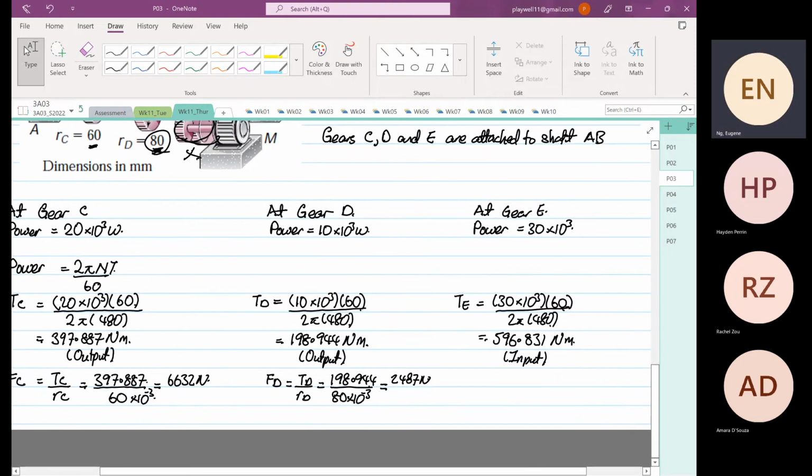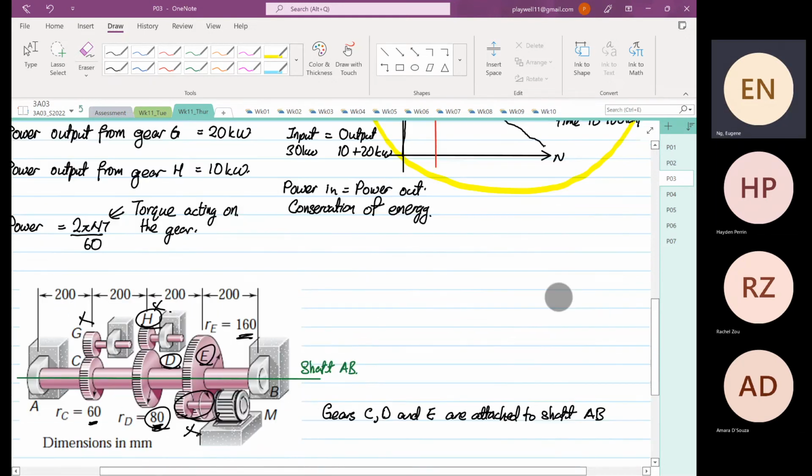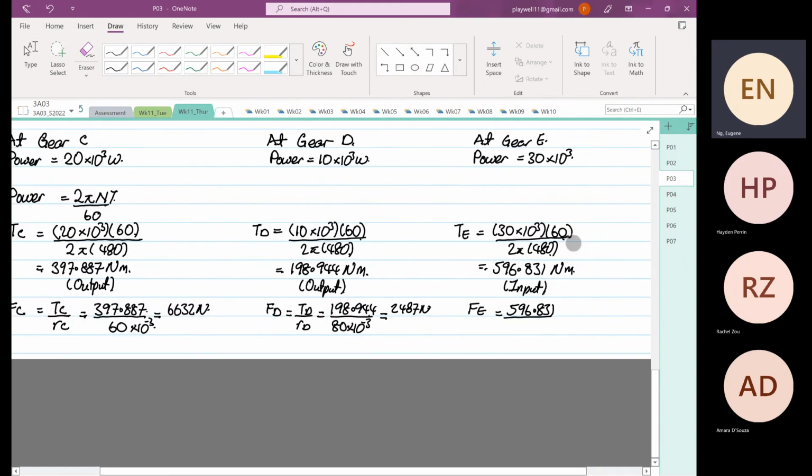And finally, the force at gear E is equal to 596.831 divided by the radius, which is equal to 160 millimeters, which is equal to 0.16. So this is equal to 596.831 divided by 0.16 is equal to 3730.